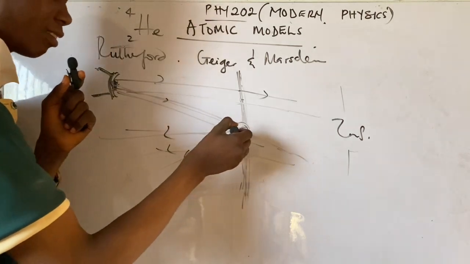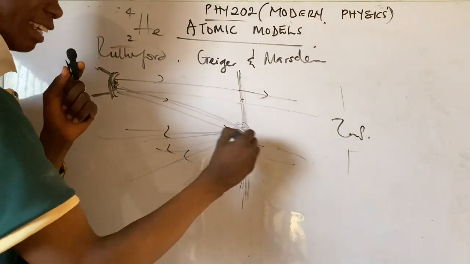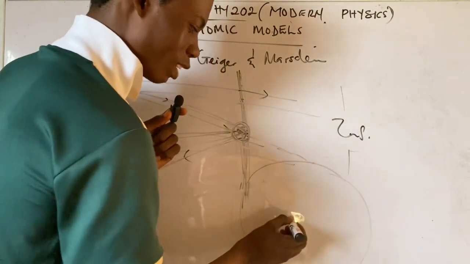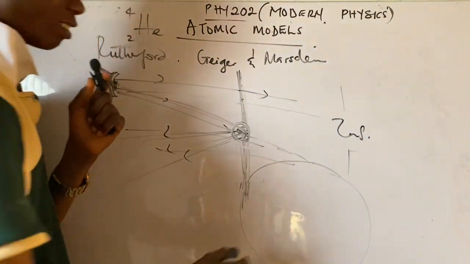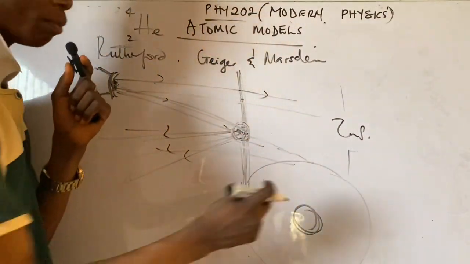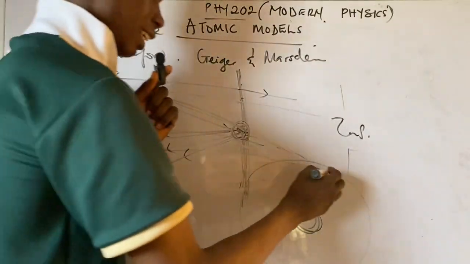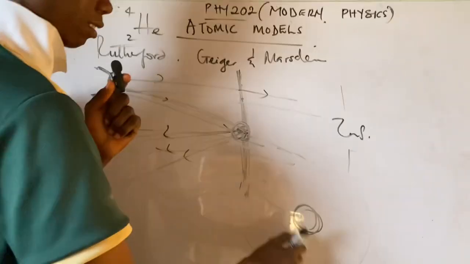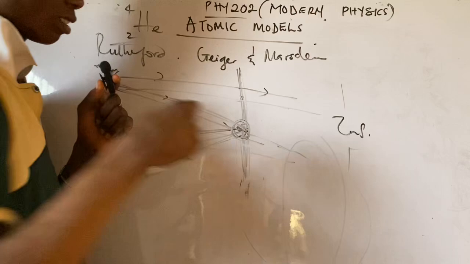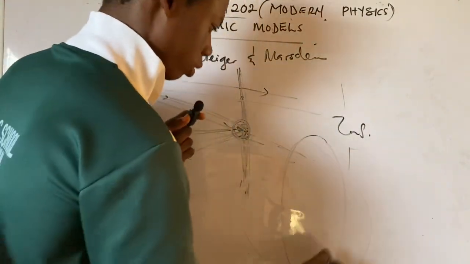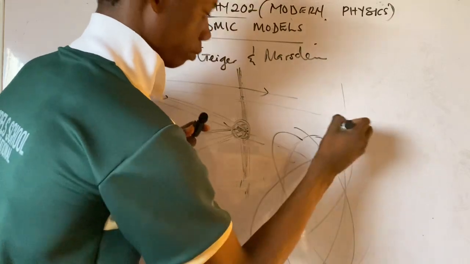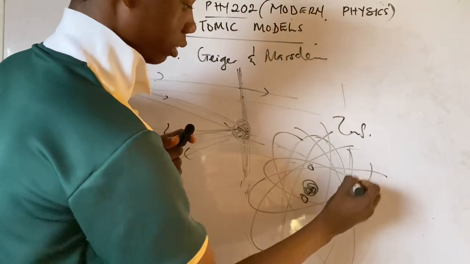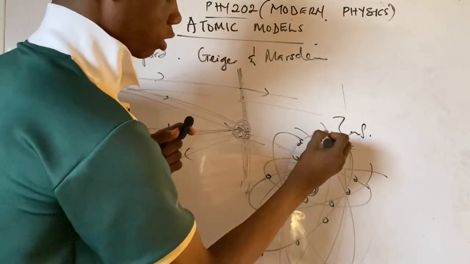Now, at the point where the particles are bounced back, they said there is indeed something there. They came up with a rational conclusion that the atom consists of mostly empty spaces with a core nucleus at the center where most of its mass is concentrated, and electrons orbiting around the nucleus. He stated his model like this. We call it the planetary model of atom, the Rutherford planetary model of atom. This is the nucleus, and these are the electrons all around the atom.